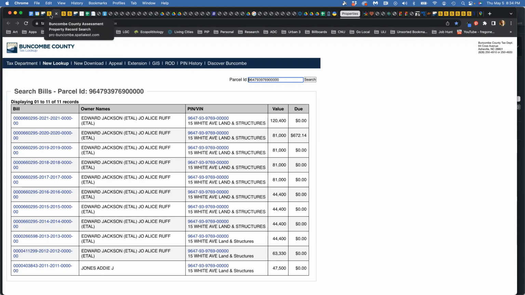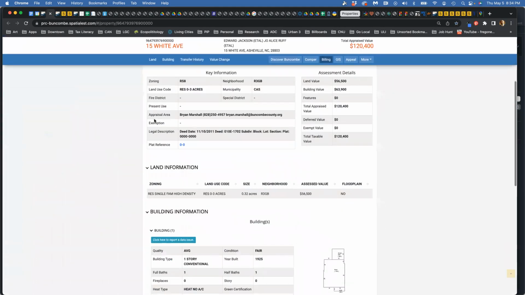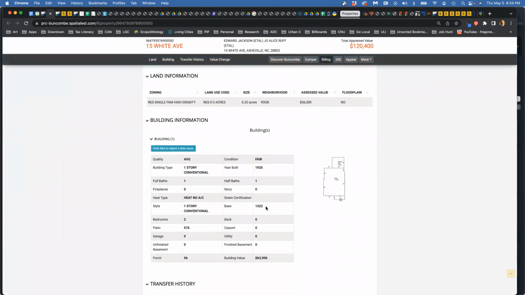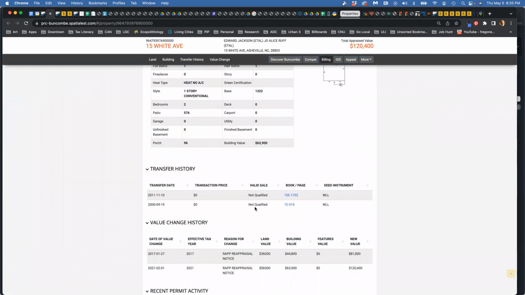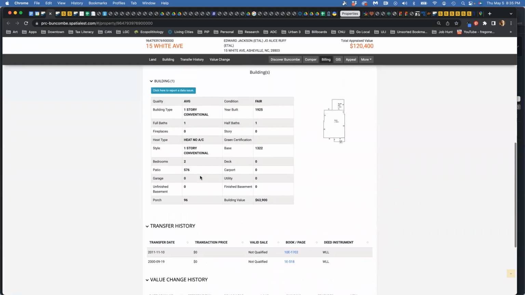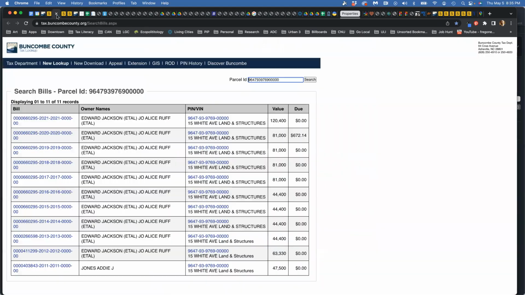Let's take a look at the property card again. If you roll down past the building, you can see the square footage of the building. But there was a transaction, and it looks like it was not qualified. That was probably a family transfer, which means it's not qualified, because otherwise they would have a transaction price here. But anyhow, going back to that property card, you can see it went from 47 to 120.